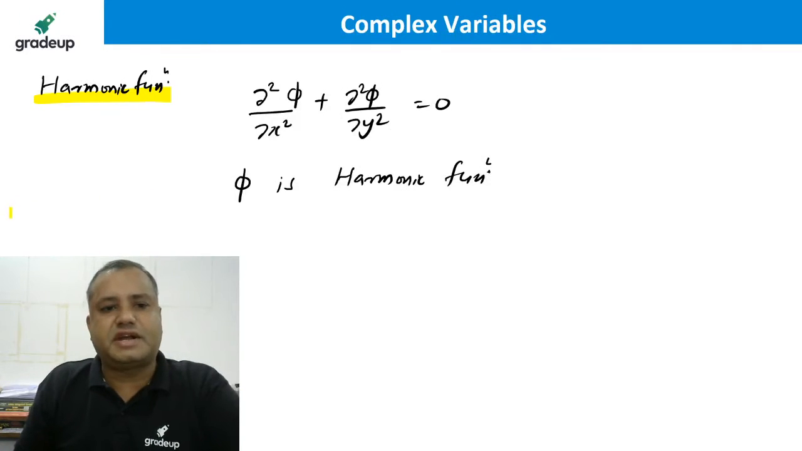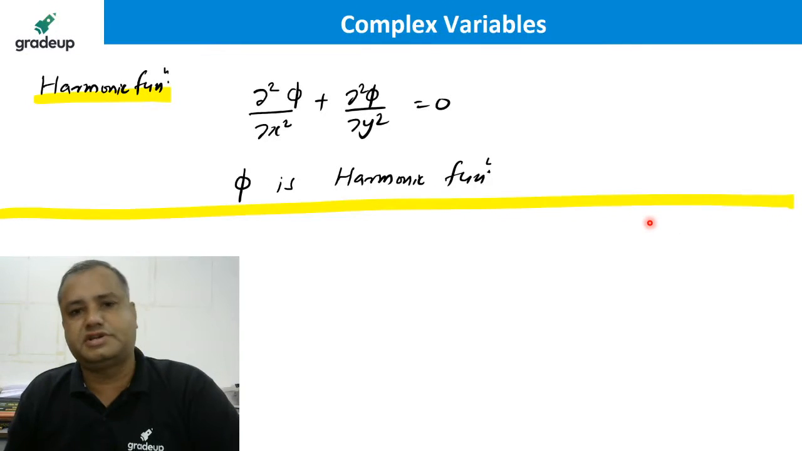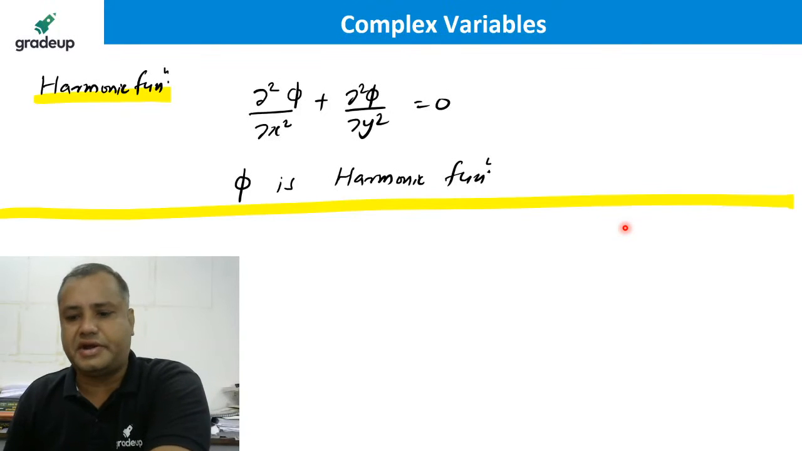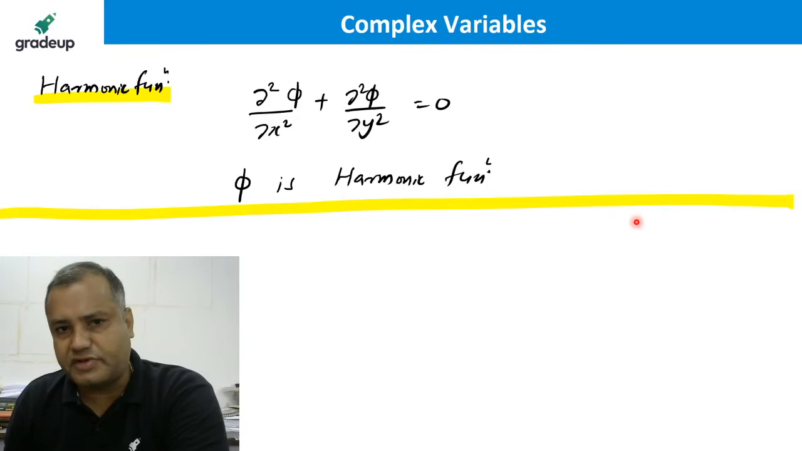A function which satisfies Laplace equation in two dimension is said to be harmonic function. A function which satisfies Cauchy-Riemann equations is said to be analytic function. So what is the relationship between analytic function and harmonic function? See here.